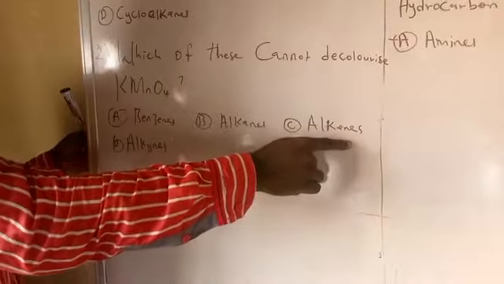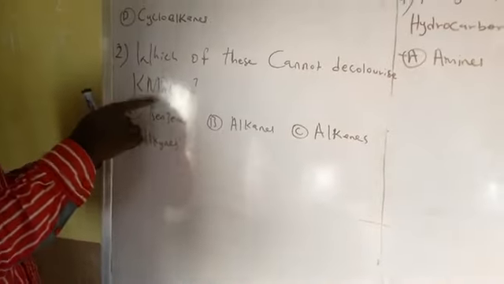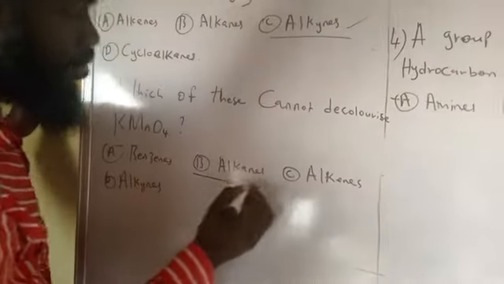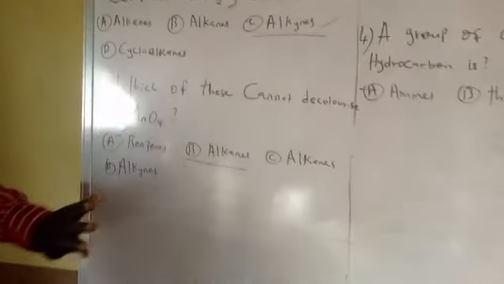Alkene is an unsaturated compound, can also decolorize potassium permanganate. Alkynes also is an unsaturated compound, which can decolorize potassium permanganate. So the answer we have here is alkanes, which cannot decolorize potassium permanganate.